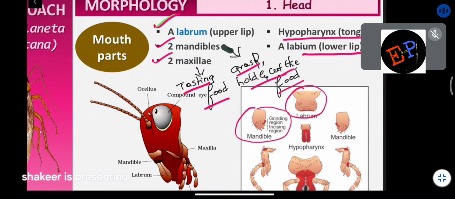Clear? So this is a labrum, which is called an upper lip. Two maxillae are also present. So this is called maxillae. And what is the purpose of maxillae? Responsible for tasting the food.